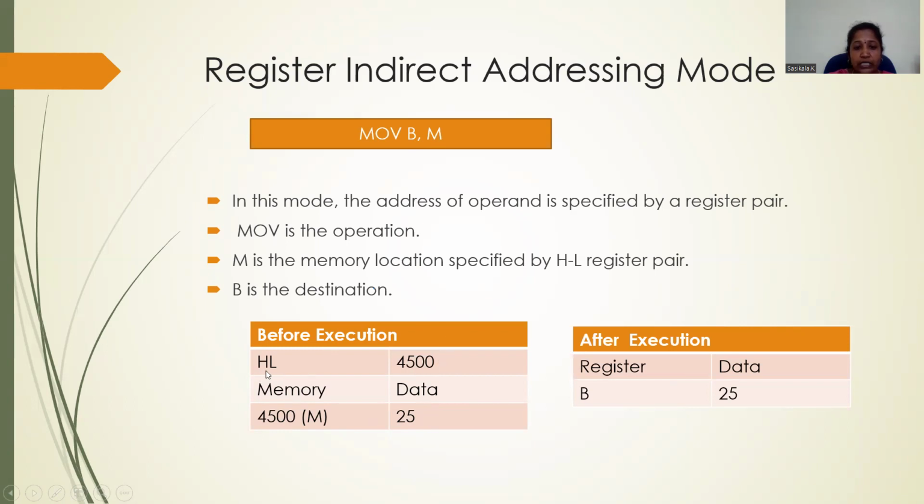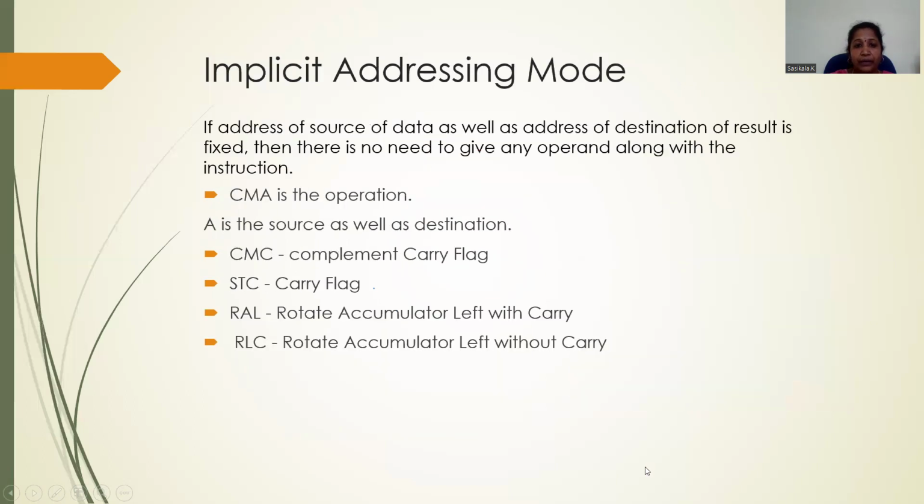So we have to go and search for HL. Supposing in HL, I have the value. It is not data. H and L is 4500. This is the address of the data. So in the 4500 memory location, I have the data 25, which is 8-bit. So that data 25 is moved to the B register. So after execution, this B register will have the data 25.